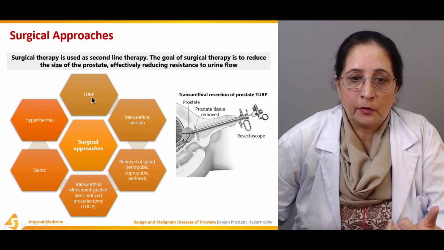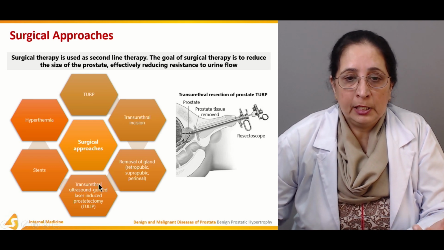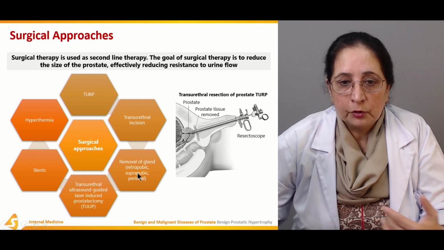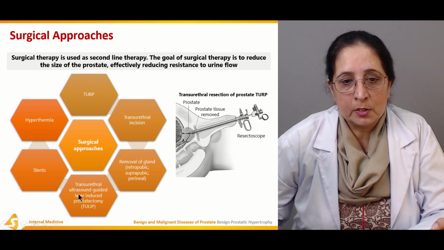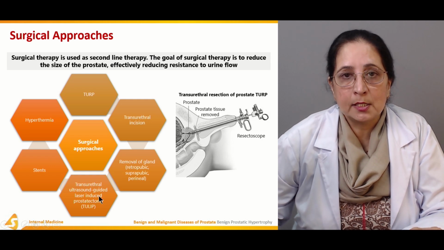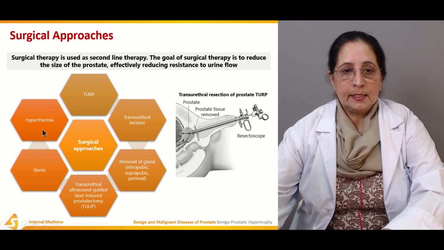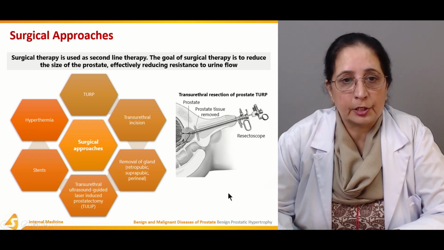Transurethral resection of prostate, transurethral incision, removal of gland can be done, prostatectomy through retropubic, suprapubic or perineal routes, transurethral ultrasound guided laser induced prostatectomy, stents and hyperthermia. So these are surgical approaches.